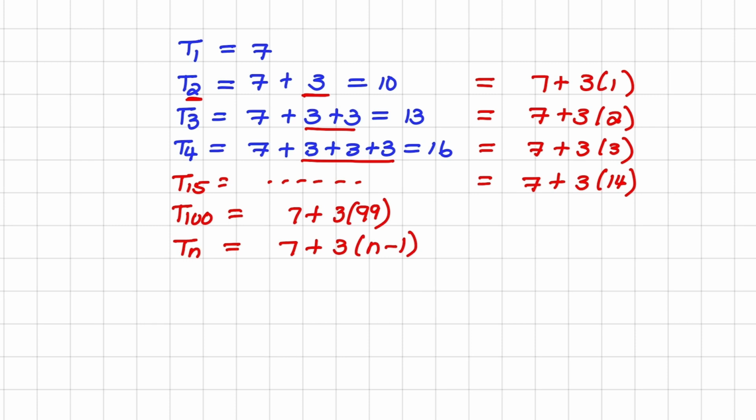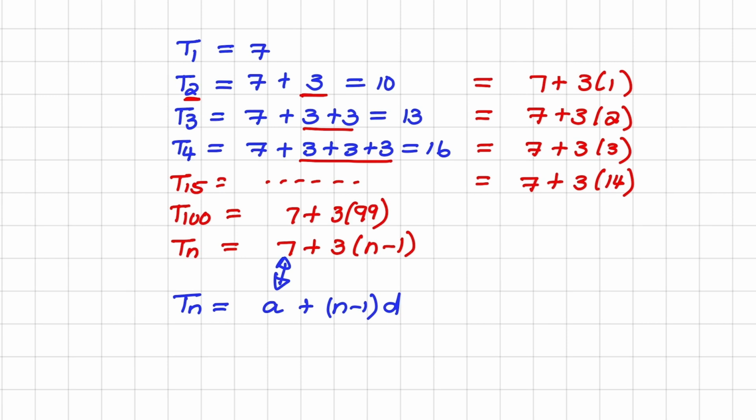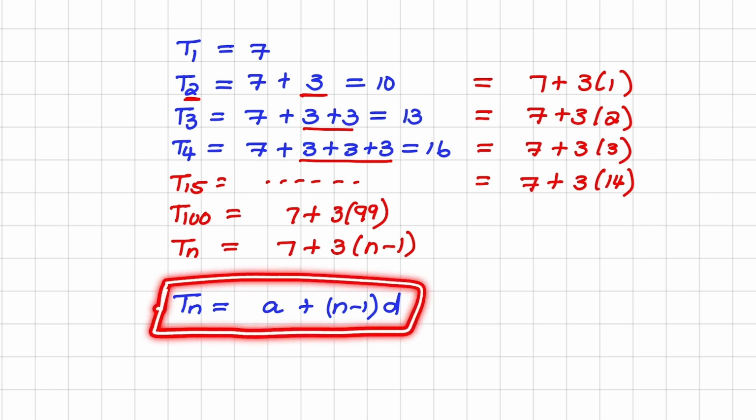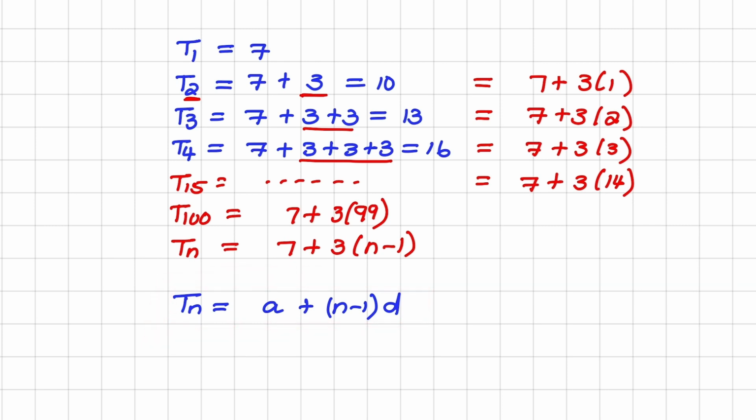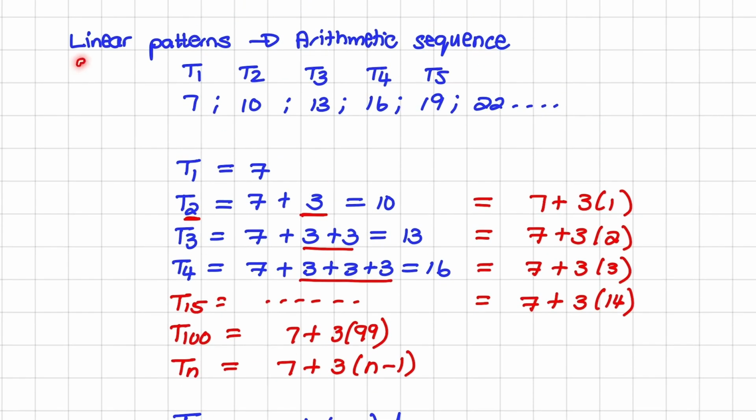Now, our general term for an arithmetic sequence was a plus (n minus 1) d. If you look at our previous pattern, the a value represents the first term. The d represents the difference between terms. That's why we use Tn equals a plus (n minus 1) d to find the general term for a linear pattern or an arithmetic sequence.